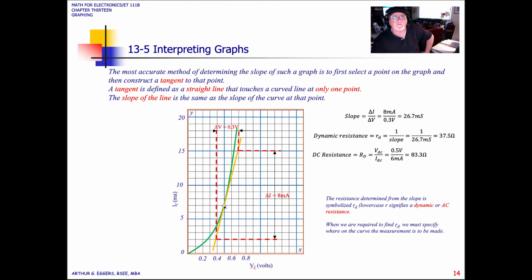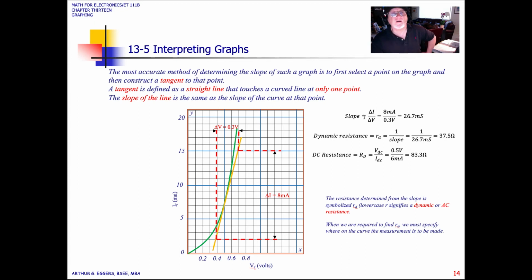So we will have picked a point right here on the curve, draw a line tangent to it, and then we would start to select or map out determining our values for the slope. So in this case, in the x direction, or in the voltage direction, a change in 0.3 of a volt on the x-axis yields a change of 8 milliamps of current on the y-axis. So you can see it's a little bit different in looking at the linear device.